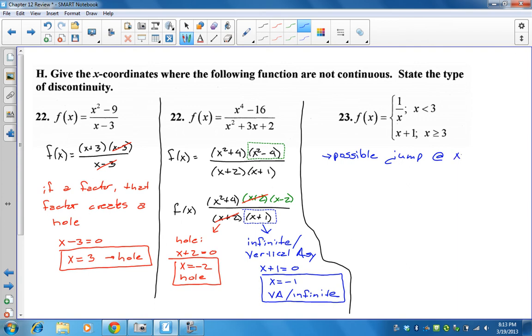And the way you determine whether or not there is a jump at x equals 3 is you look at the limit on both sides. So I'm going to find out by doing the limit as x approaches 3 from the left.